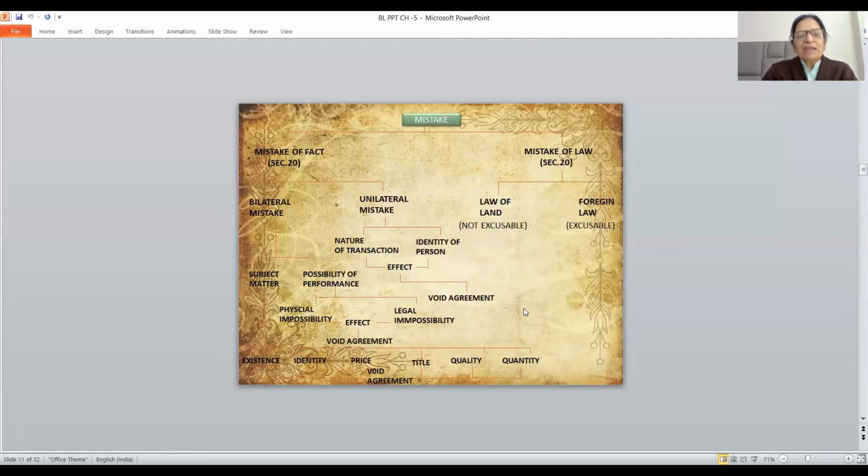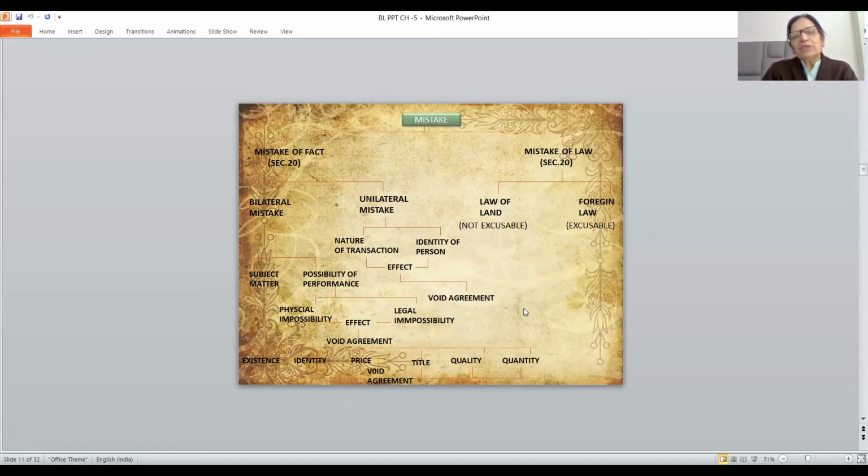Now subject matter may pertain to 6 types. Bilateral mistake as to existence, bilateral mistake as to identity, bilateral mistake as to price, bilateral mistake as to title, bilateral mistake as to quality, and bilateral mistake as to quantity of goods. Now coming to the mistake of law, which can again be put under two categories. One is law of the land and second is foreign law.